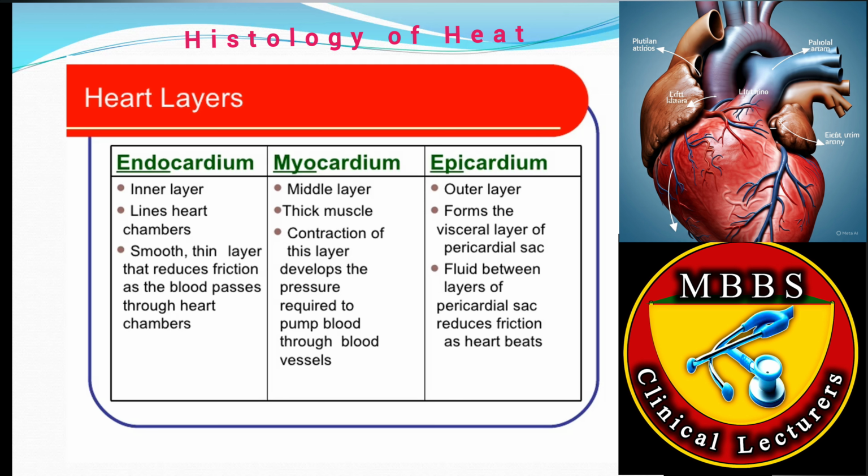Now, the heart layers. Endocardium, that is the inner layer, lines the heart chambers. It is a smooth, thin layer that reduces the friction as the blood passes through the heart chambers. Second layer is myocardium. It is the middle layer and contains thick muscle. Contraction of this layer develops the pressure required to pump blood through the blood vessels.